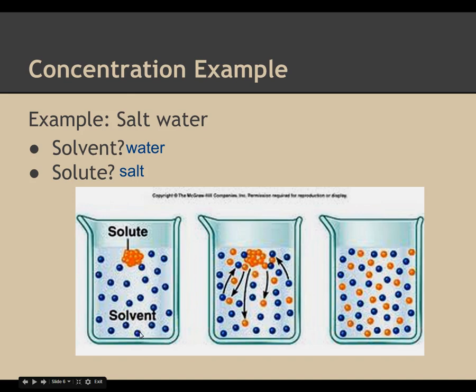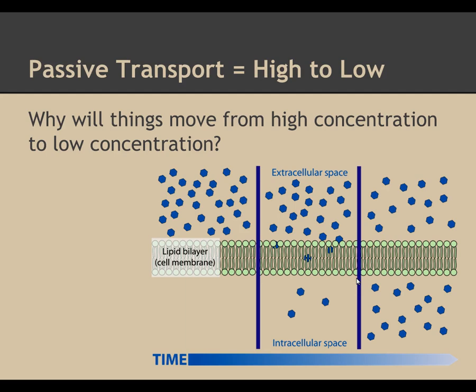So as diffusion takes over, these particles are going to move from a high concentration right here, and they're going to start to move to a lower concentration, which would be here, further down in this beaker of water. In the end, an equilibrium is reached, where there is basically about the same amount of space between each of the particles. So, passive transport is when we move from a high concentration to a low concentration. So the key thing here is, why do things move from a high concentration to a low concentration?